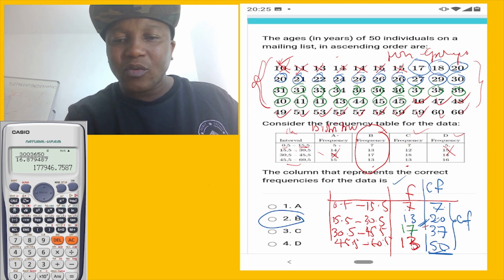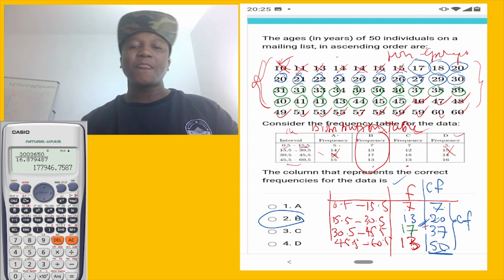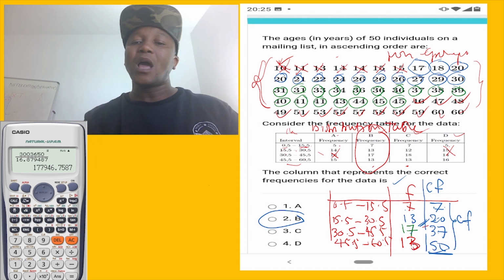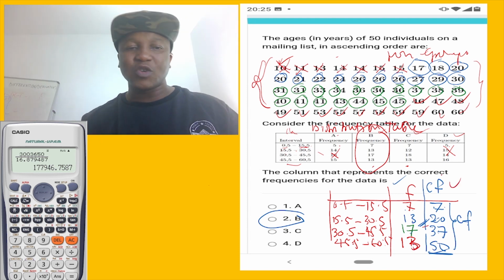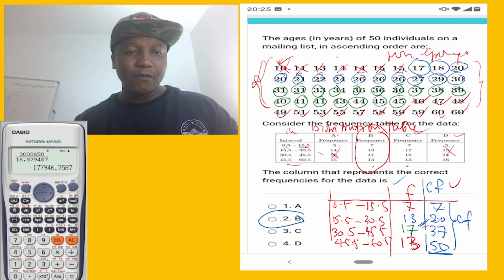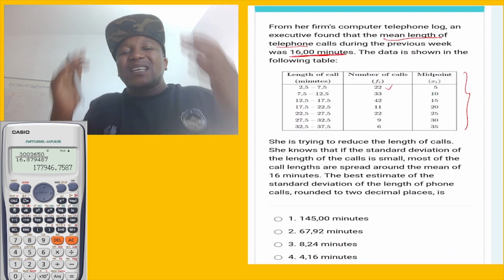It's called a distribution table. You understand what I'm saying? Or you can call it a frequency table because it's on the frequency. But when you add all this stuff, this is a distribution table. Okay, now, they have already given us the distribution table.